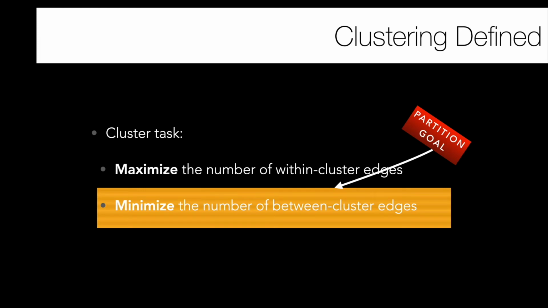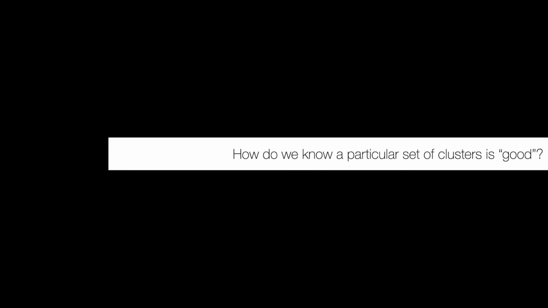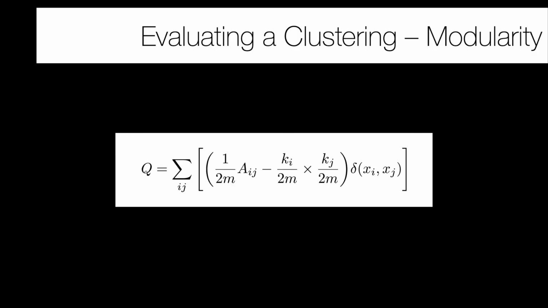Now the second piece is really the goal of partitioning that I mentioned, so we want to minimize the number of cuts, but also something additional to clustering is maximizing the number of edges that exist within a particular cluster. Then the question becomes, how do we measure how good that clustering is, or can we say whether one clustering is better than another? And there is in fact a metric for this called modularity.